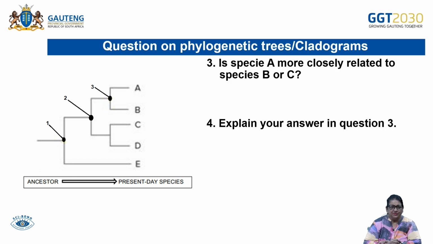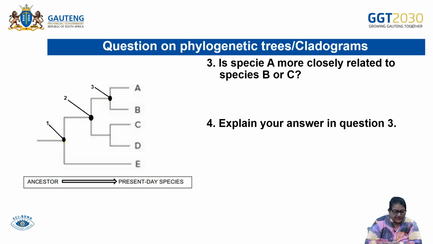Right, the same tree, different questions. Is species A more closely related to species B or C? Now look at A and B and C. You can see straight away, A and B have a common link. It's coming from that number 3. So which one is going to be more closely related? Is A closely related to B, or is A closely related to C?